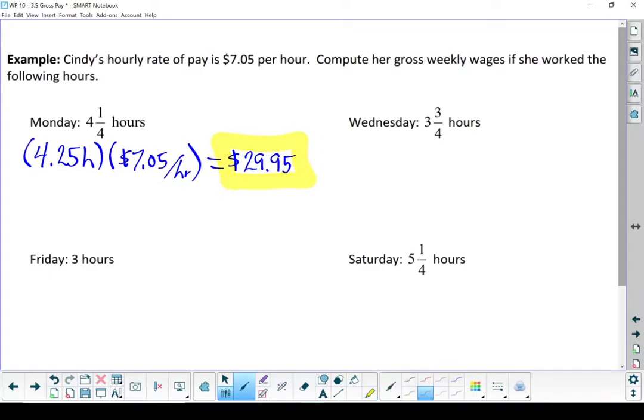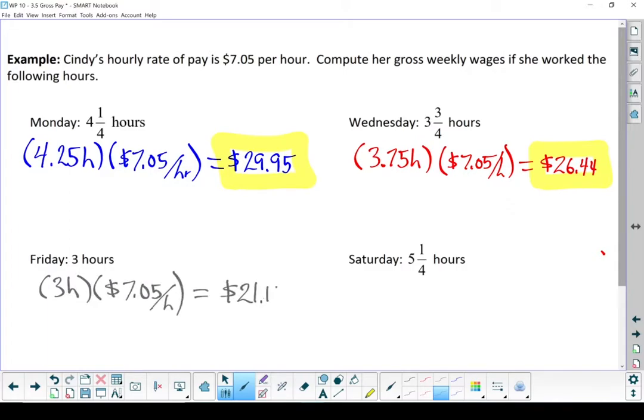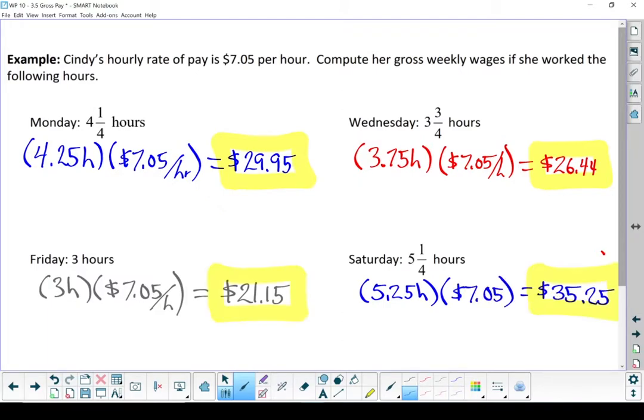Wednesday, 3 3/4 hours. That's 3.75 hours times 7.05 an hour. Gives me $26.44. Friday, Cindy worked 3 hours. That's $21.15. And Saturday, that's 5 1/4 hours. 5.25 hours. Last step, to find her gross weekly wages, add all those numbers together. When I add those up, Cindy earned $112.80.